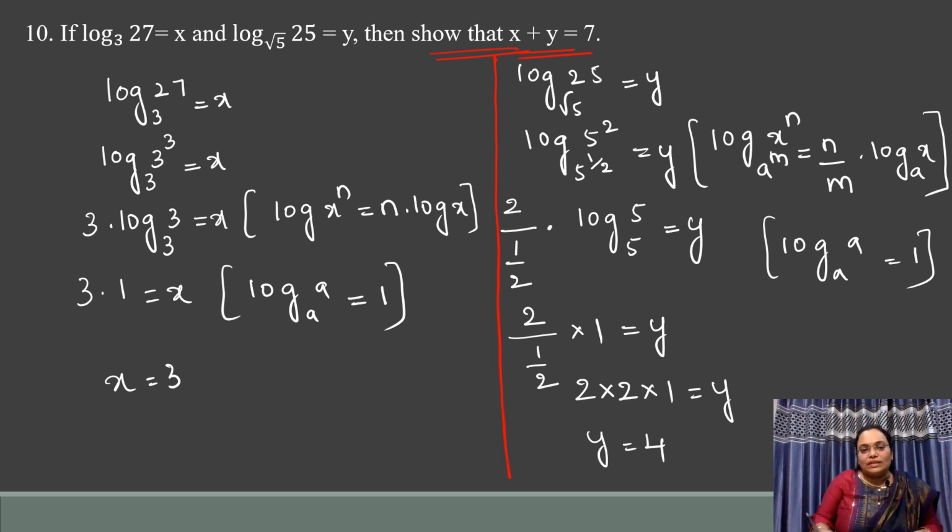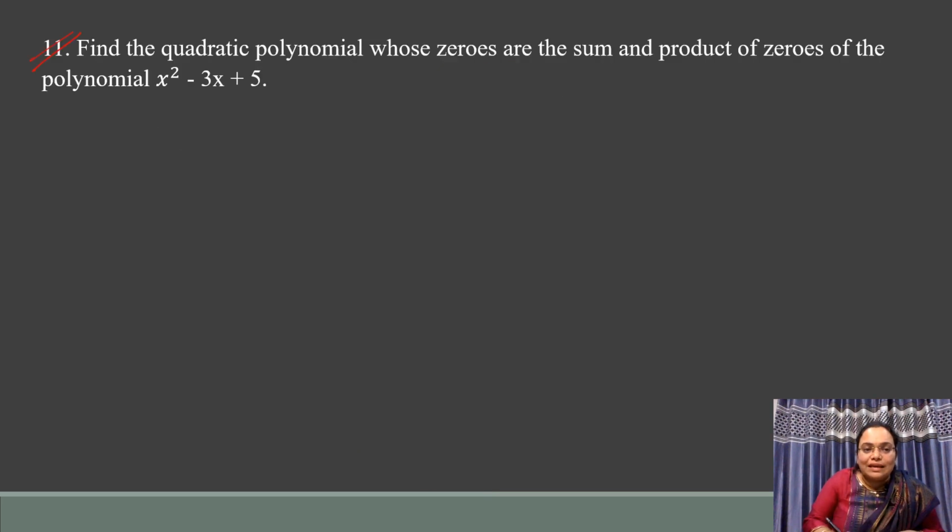We need to show that x plus y is equal to 7. X value is 3 plus y value is 4, which is equal to 7. Okay, therefore we have proved it. This question is incomplete, so we will not be solving this question. Okay, we will go with the next question.